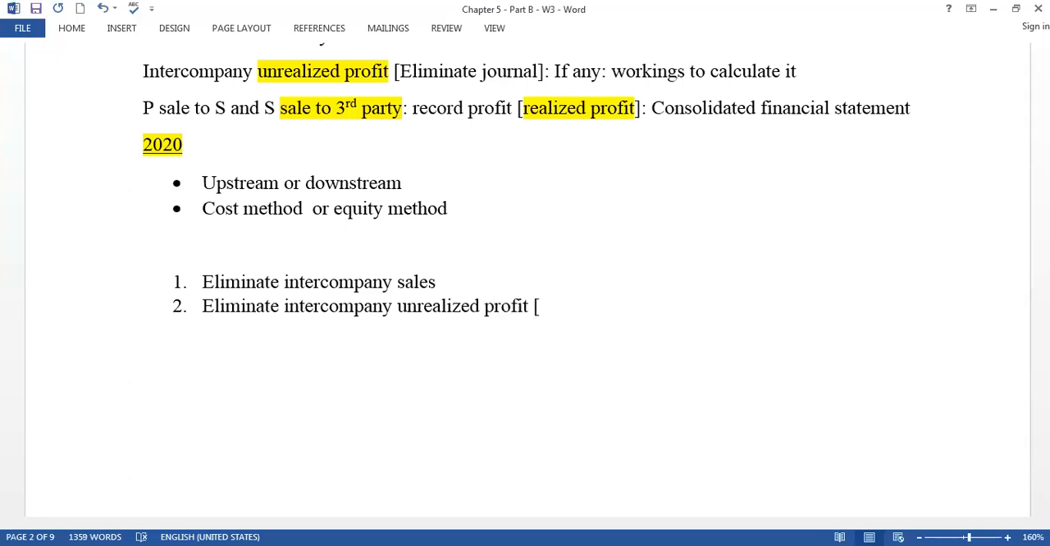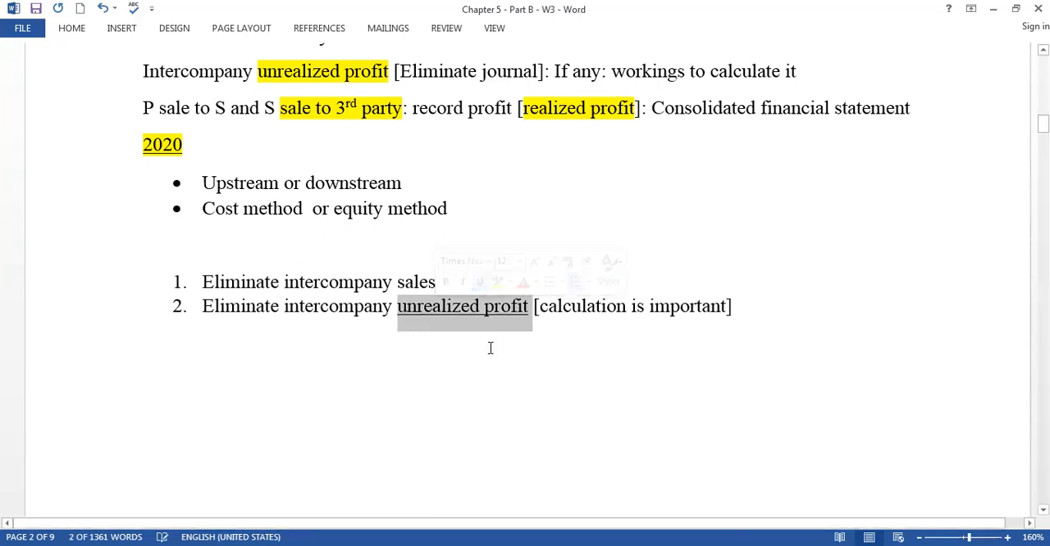In this part you may have a chance to make a calculation mistake. So calculation is important here, because you should know what the profit is and what the unrealized profit is. This is not given in the question. The question will not tell you the unrealized profit. You have to calculate it, and if you have a calculation mistake, then you are going to make a mistake. For these two journal entries, whether it is upstream or downstream is common, no problem.